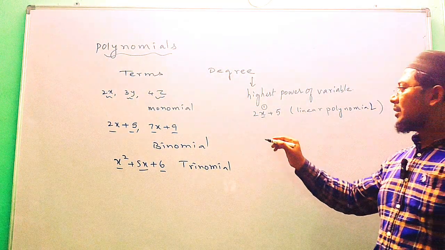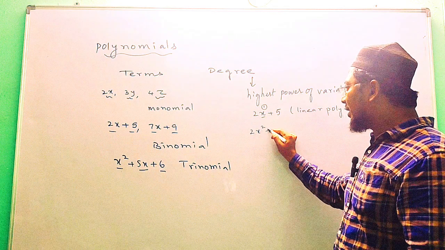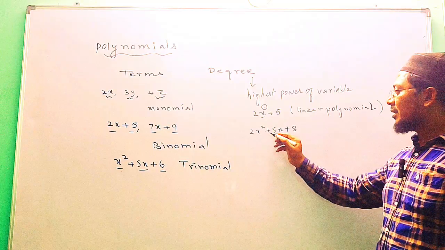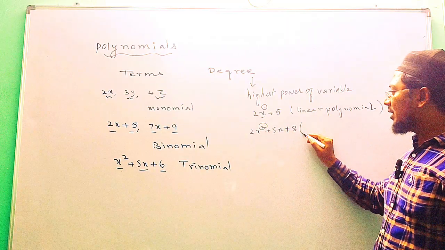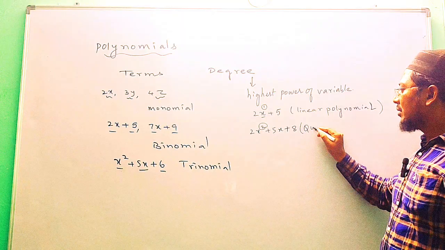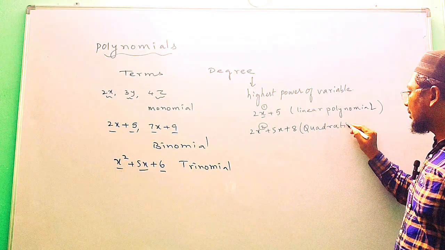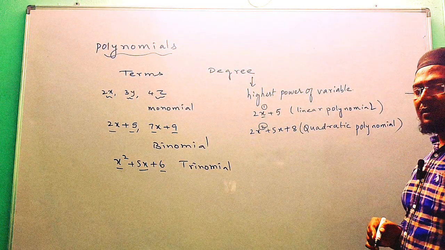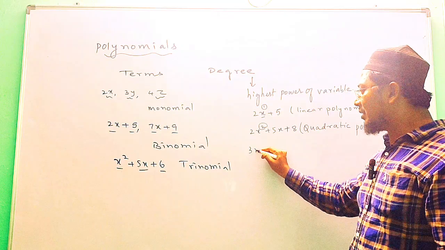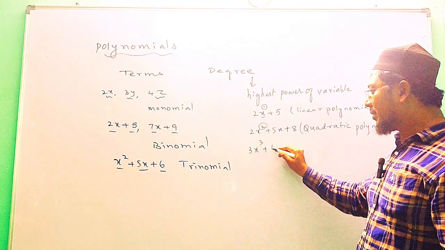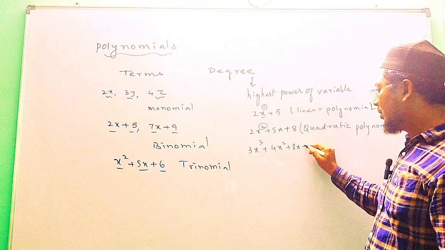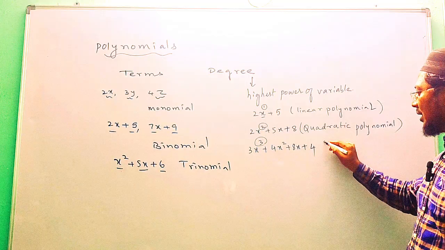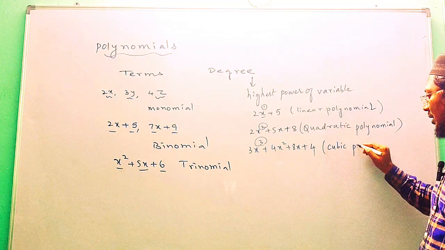Linear. Second example, 2x square plus 5x plus 8. So what is the degree? The highest power of the variable is 2. So degree 2, which means this is known as a quadratic polynomial. Okay, any mathematical expression which has degree 3, like 3x power 3 plus 4x square plus 8x plus 4. So what is the highest power? Here the highest power is 3. This is known as a cubic polynomial.